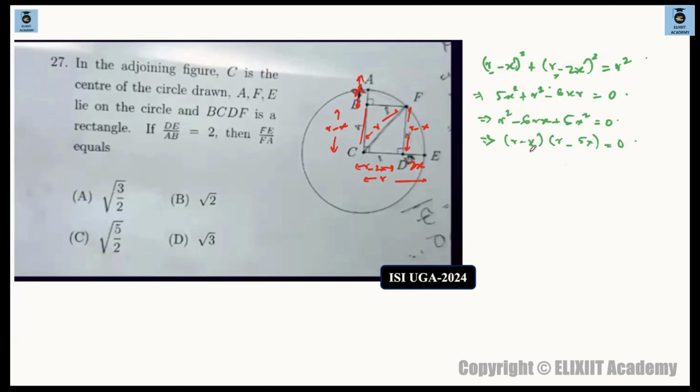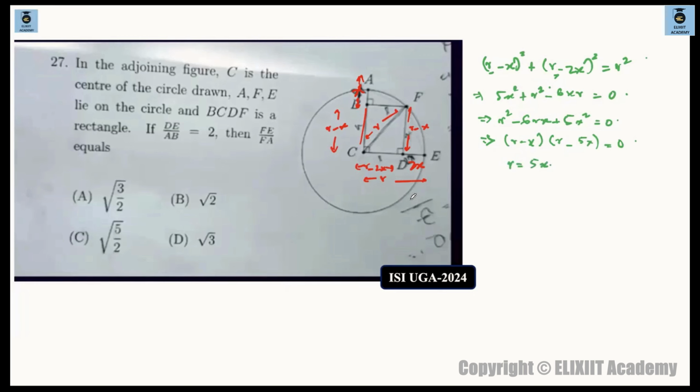So r minus x is 0. अच्छा, see now r cannot be x. r cannot be x. ठीक है ना. r and x cannot be the same because x तो ये है. तो if r and x is the same तो ये तो r minus x तो 0 हो जाएगा. So r is never equal to x. Obvious reasons. ठीक है. So r will be equal to 5x.